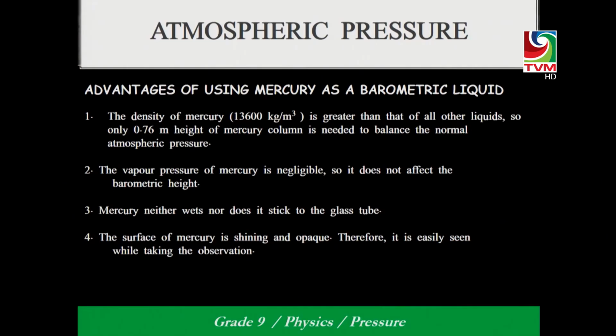The vapor pressure of mercury is negligible, so it does not affect the barometric height. Mercury neither wets nor sticks to the glass tube. So, mercury will not stick to the glass tube. The surface of mercury is shining and opaque, therefore, it is easily seen while taking observations. So, these are the advantages of using a mercury barometer.